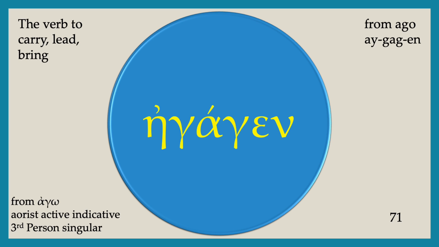Another example, agagen, is from ago, the verb to carry, and this is a third person singular example. It is used 71 times in the Bible in all its forms, agagen.